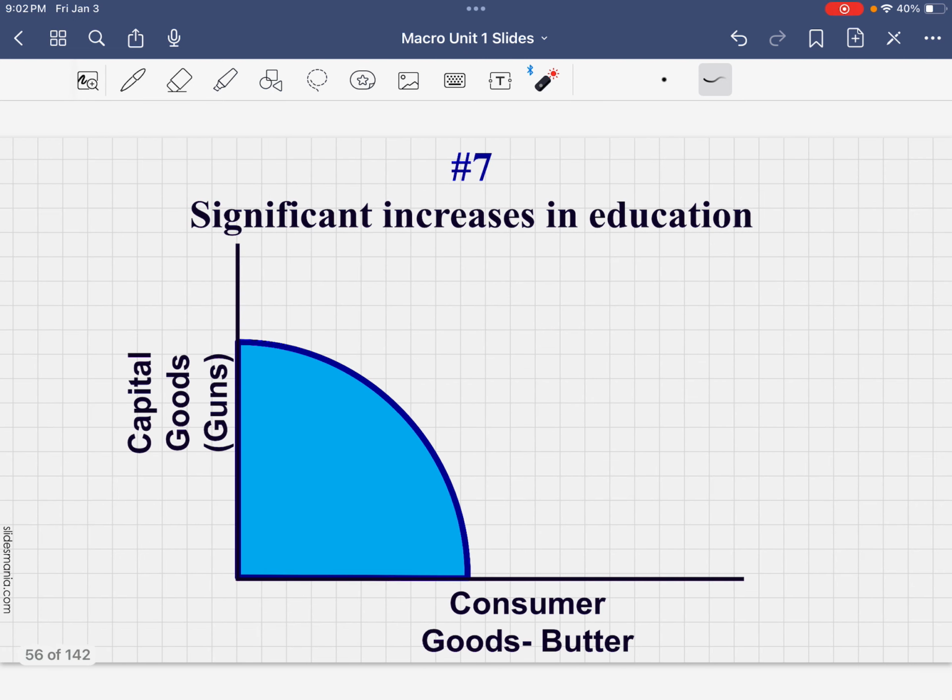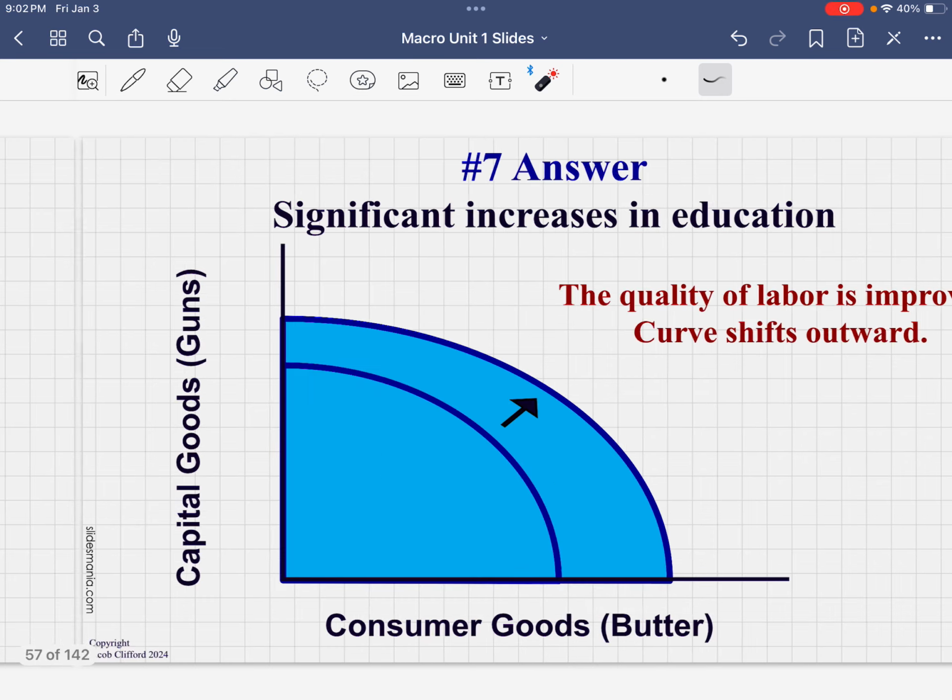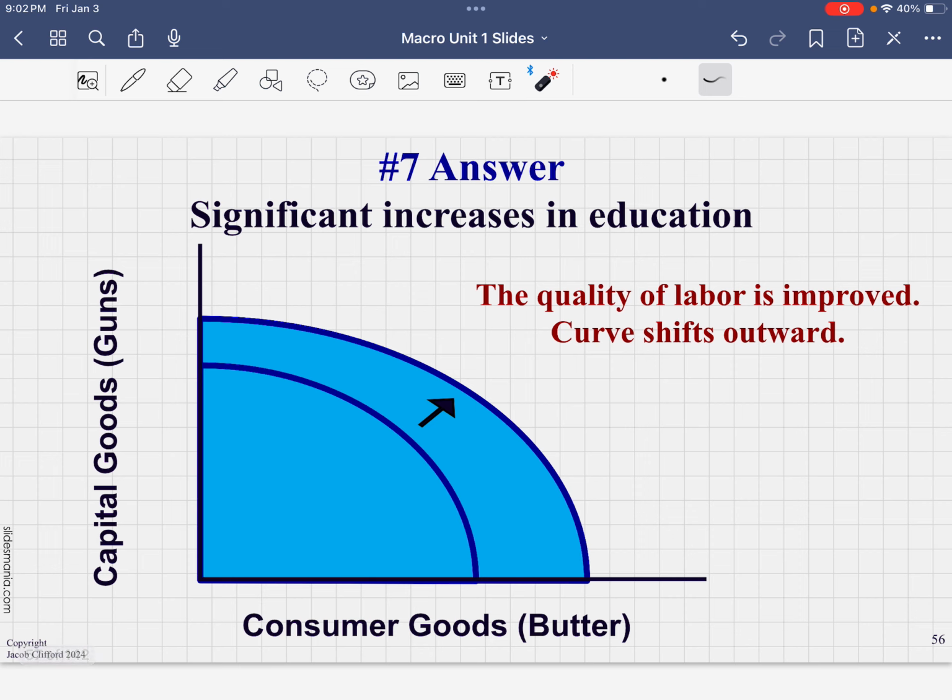And last one, significant increases in education. So a more educated population, more educated workers, that is going to impact our labor force. Land, labor, and capital is what can increase this production possibilities curve. And so labor that is better educated is going to shift out our production possibilities. They're going to be able to make more and more and more.